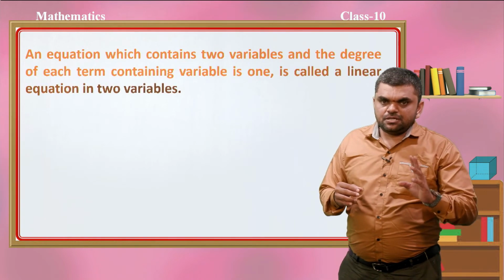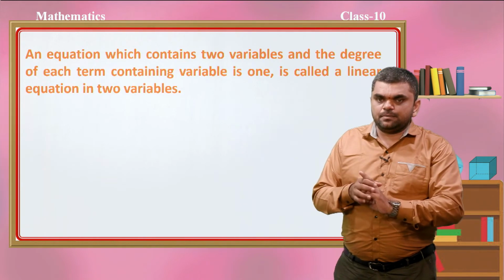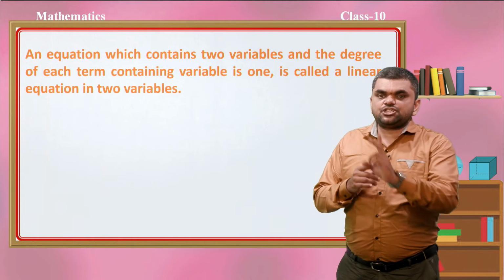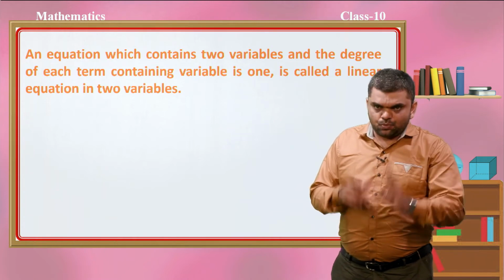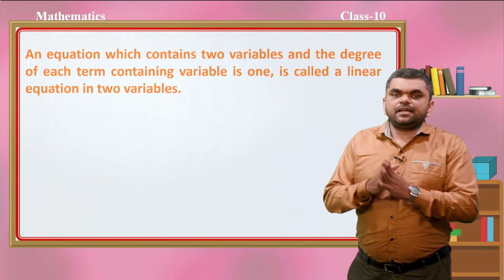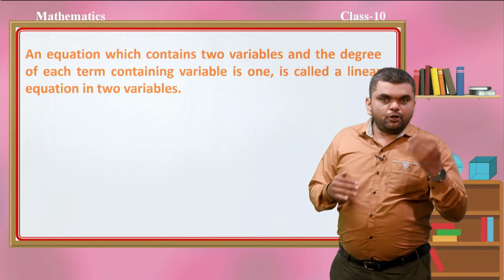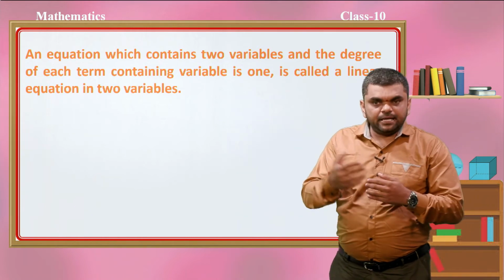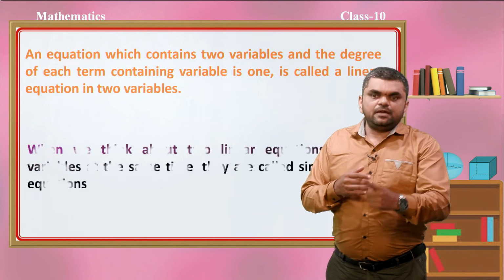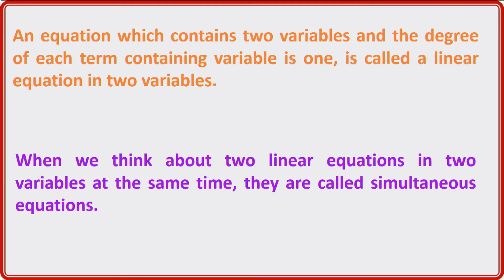An equation which contains 2 variables, where the degree of each term containing the variable is 1, is called a linear equation in 2 variables. What do you mean by degree of equation? You already know it: x to the power 1 only, y to the power 1 only. When we consider 2 linear equations in 2 variables at the same time, they are called simultaneous equations.